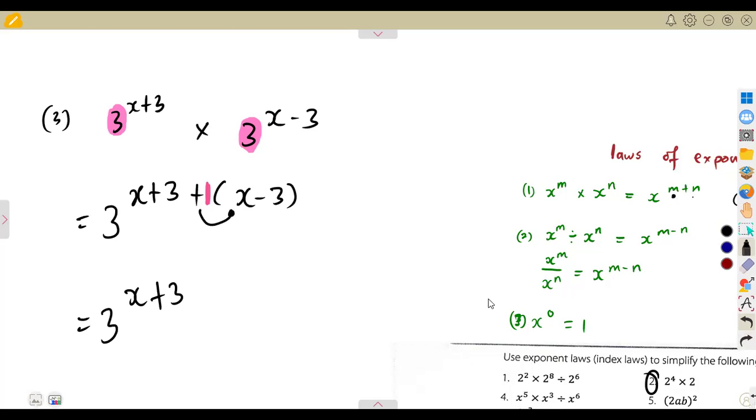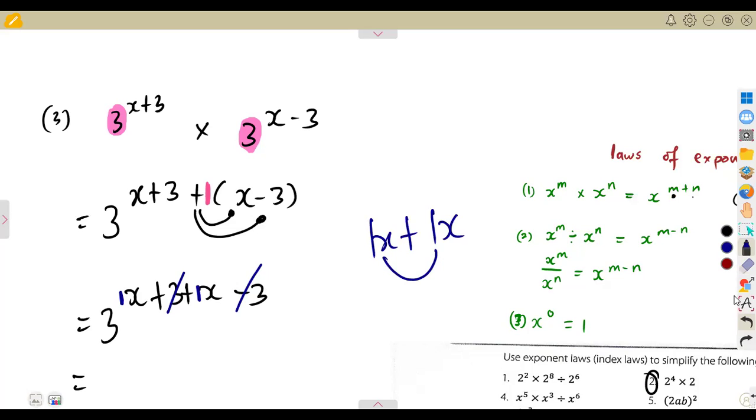It's a positive 1 times x, which is a positive x. A positive 1 times negative 3, that's a negative 3. So meaning to say at the end, by collecting our like terms, 3 minus 3, that's a 0. So you're left with x plus x, meaning to say this is 1x plus 1x. So 1 plus 1, that's a 2. So this will give us 2x. So that is 3 to the exponent of 2x.